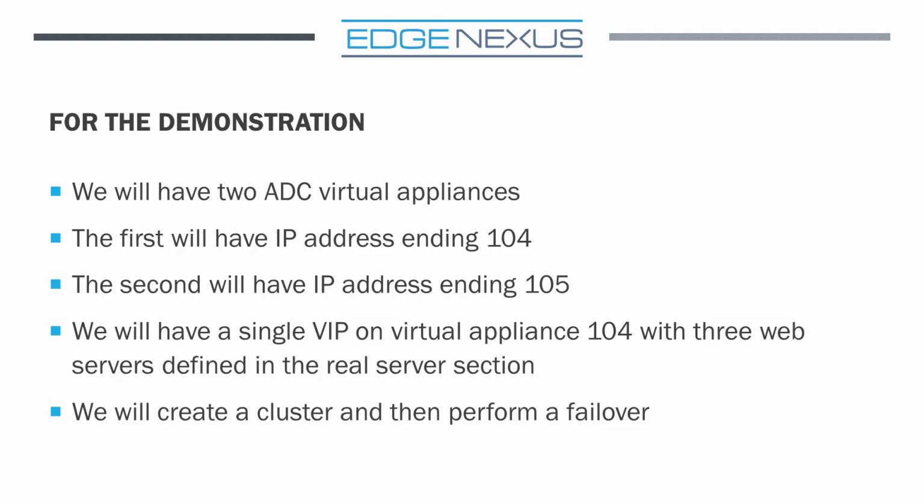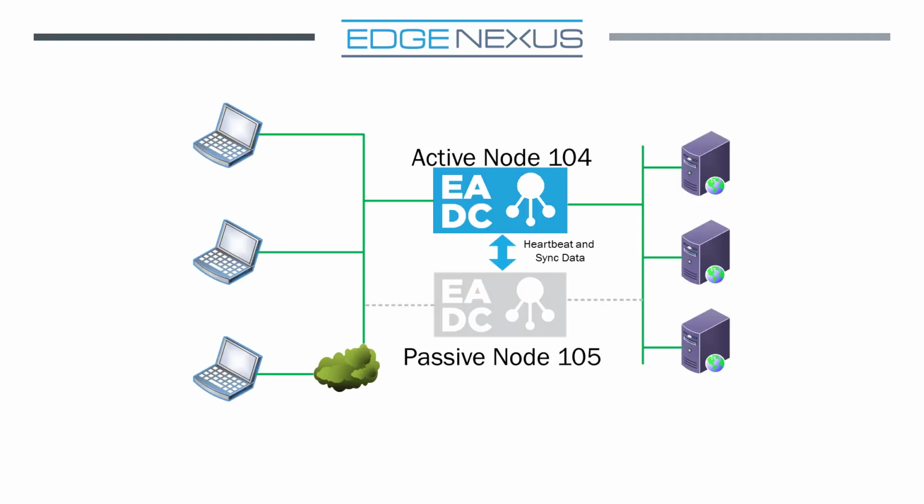We will follow this with a failover demonstration by powering down ADC 104, the primary cluster member. You will see how ADC 105, the secondary, will promote itself and become the primary serving ADC. We will also show you how to manually promote ADCs in the cluster to perform maintenance tasks. Before we show you the actual demonstration, the following slides will show you a pictorial representation.